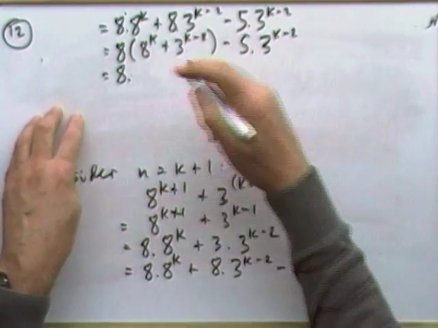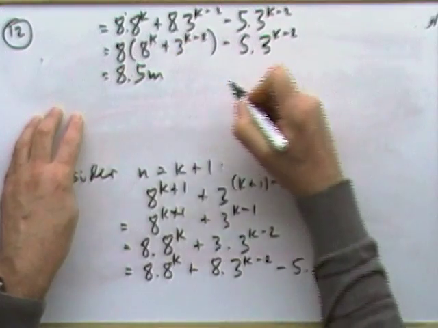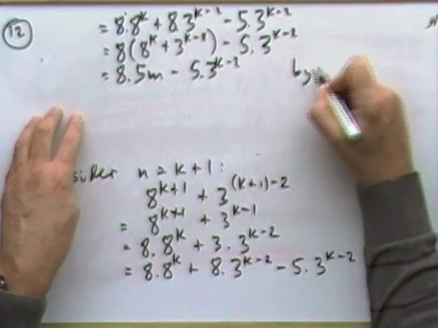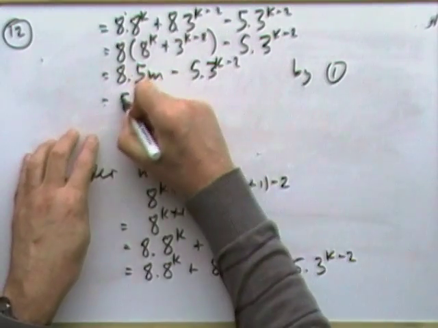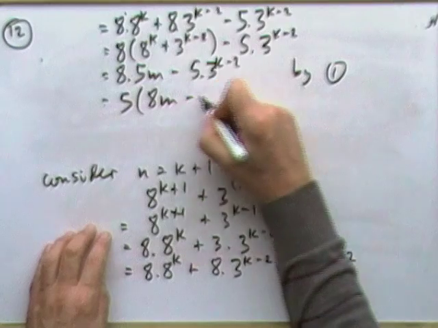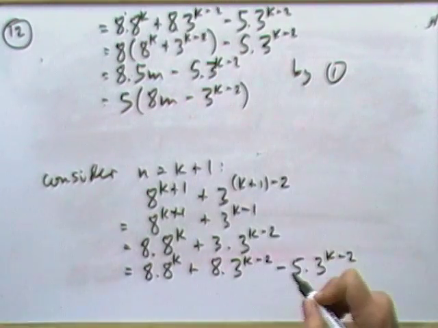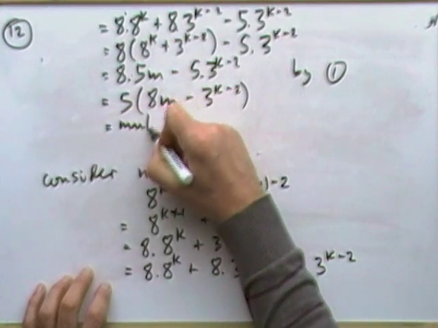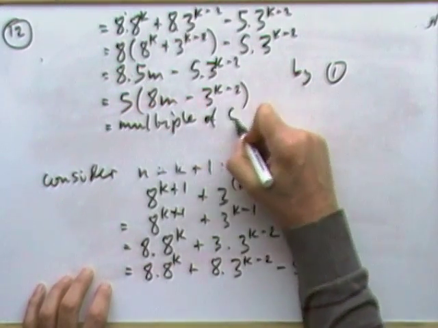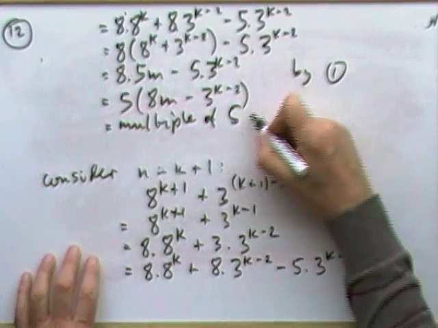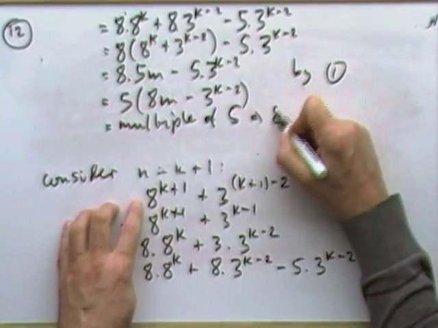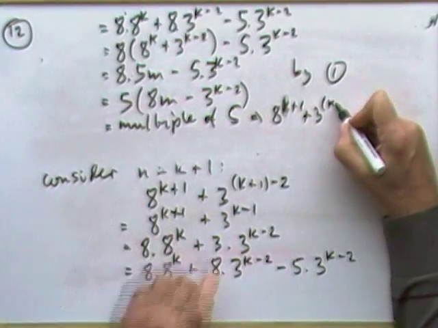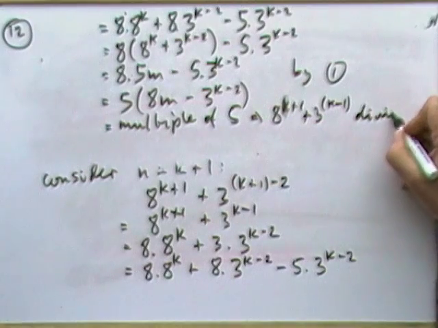That was equal to, by 1, which I just rubbed off there, 5m minus 5 times 3 to the k minus 2, which gives me 5 times 8m minus 3 to the k minus 2, which is a multiple of 5, which means it divides by 5. Multiple of 5, which meant the original expression divided by 5: 8 to the k plus 1 plus 3 to the k minus 1 divides by 5.